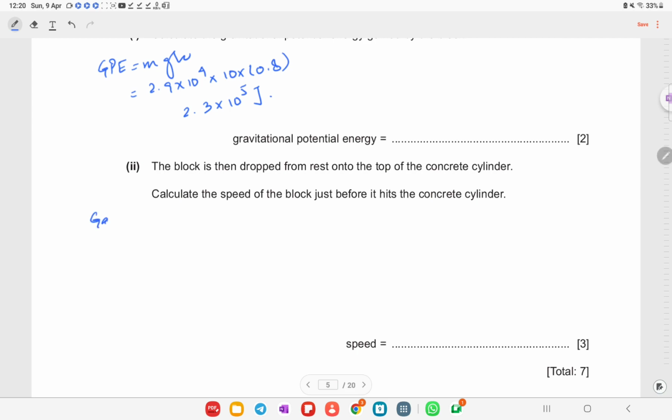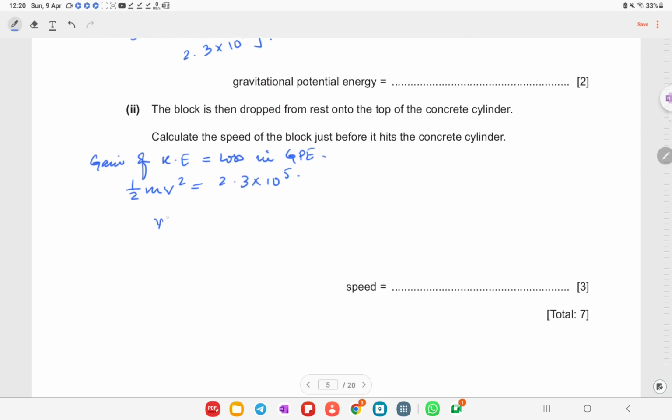So basically what you are going to do is: gain of kinetic energy equals loss in gravitational potential energy. So apply the formula, which is going to be 2.3 × 10^5. Now if you cross multiply and make v the subject, it's going to be 2 times 2.3 × 10^5 upon 2.9 × 10^4. You will end up at 4 meters per second.